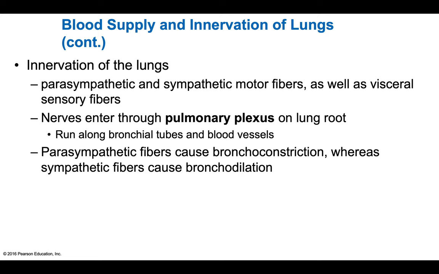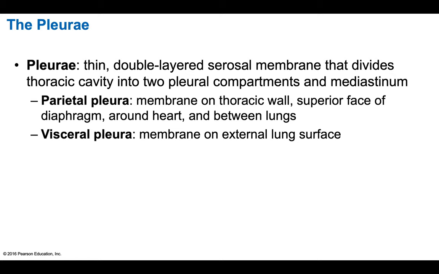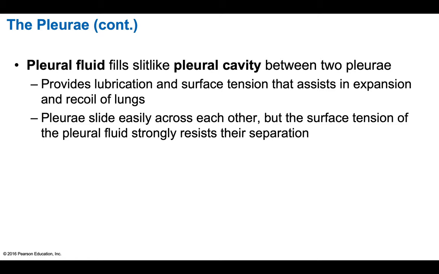The pleura form a thin, double-layered serosa. The layer called the parietal pleura covers the thoracic wall and superior face of the diaphragm. From there, it continues around the heart and between the lungs, forming the lateral walls of the mediastinal enclosure and snugly enclosing the lung root. From here, the pleura extends as a layer called the visceral pleura, which covers the external lung surface. The pleura produces a fluid called the pleural fluid, which fills the slit-like pleural cavity between them. This lubricating secretion allows the lungs to glide easily over the thoracic wall during the movements that occur in breathing.